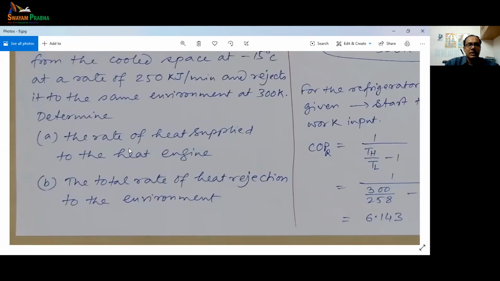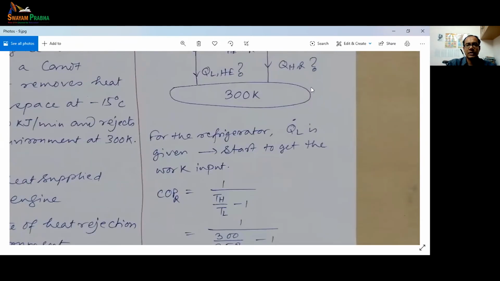you have to determine the rate of heat supplied to the heat engine. It is not given; the work output is given, the different temperatures of the reservoirs are given, but the heat supplied to the heat engine you have to find out. And the second thing you need to find is the total rate of heat rejection to the environment. Both the heat engine as well as the refrigerator are contributing to the heat rejection to the environment, and you have to find the total amount of heat rejected to the environment.